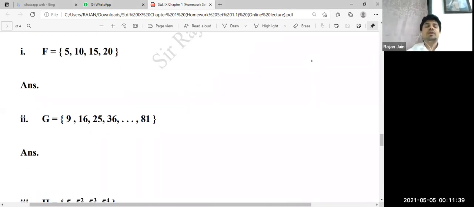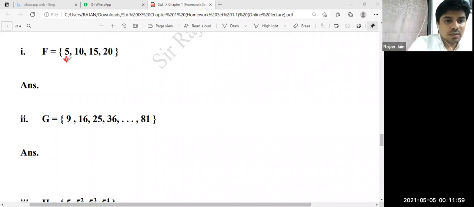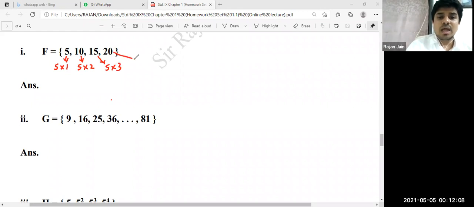Now first of all, you have to find out what is the rule that each and every element is obeying over here. What is the speciality of the elements? Now 5, 10, 15, 20, looking at the elements, I come to know that they are the first four multiples of 5. ये तो पता चल जाना चाहिए। अभी over here this is 5 into 1, this is 5 into 2, this is 5 into 3, and the last one is 5 into 4.